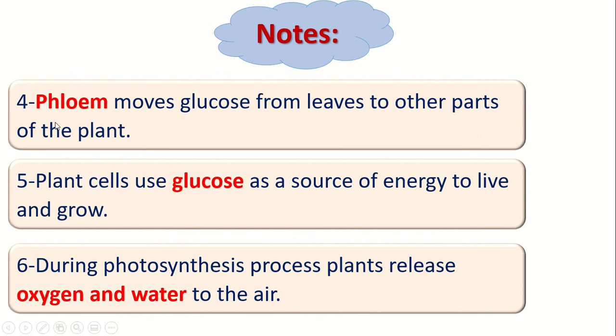And after the plant makes glucose, the phloem will move the glucose from the leaves to all the plant. And the plant needs the glucose because it is the source of energy. And in the photosynthesis process, the plant releases a gas. Which gas? Oxygen gas, which we need. And also it will release water and glucose.